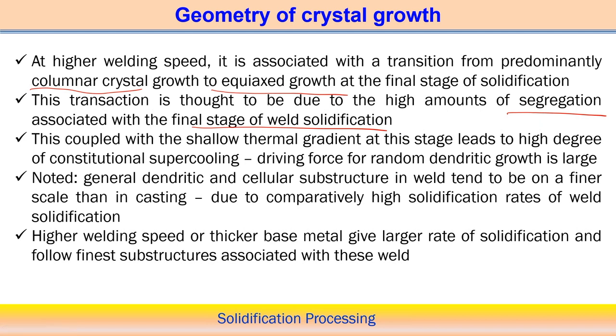Segregation mainly occurs when the solute concentration varies much more over space, so that it is prone to segregation. That is why segregation might be associated with the final stage of the solidification, and at the final stage there may also be a large difference between the solute concentration of the liquid phase and the solute concentration of the solid phase. So that promotes the formation of segregation.